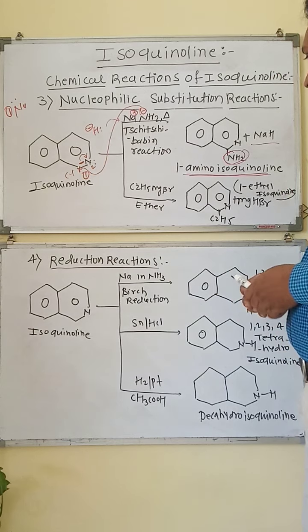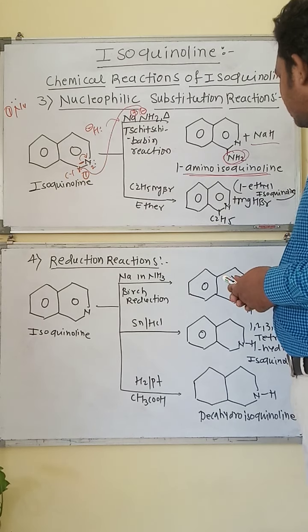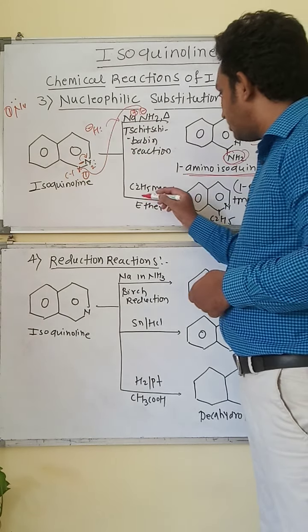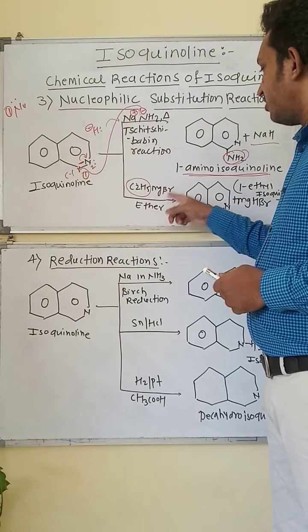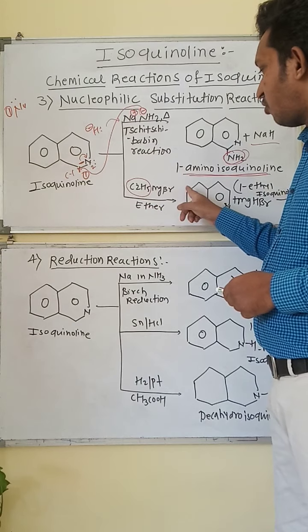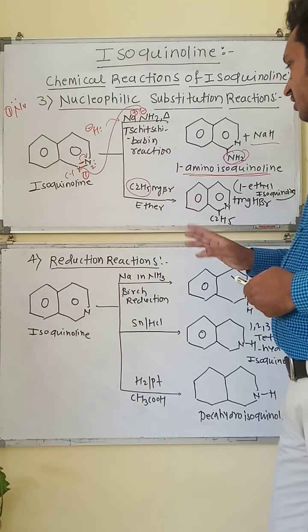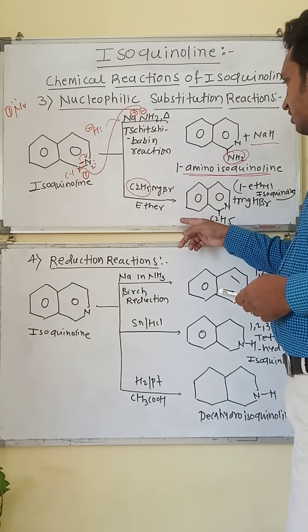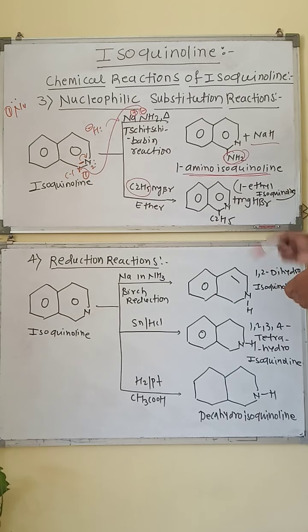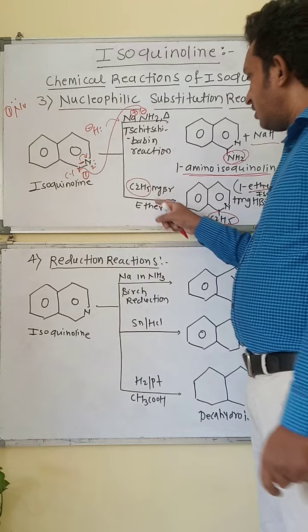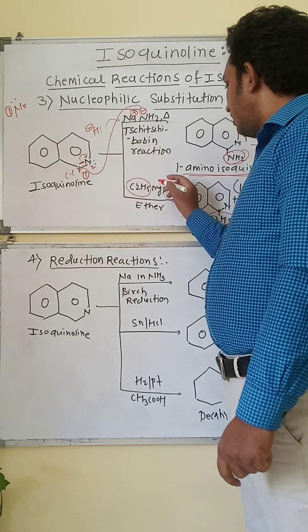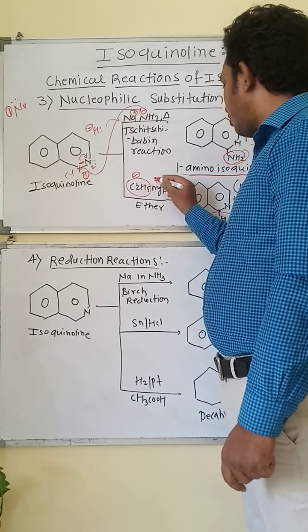Okay, now the second reaction is alkylation. Alkylation means addition of an alkyl group. For that we are using ethyl magnesium bromide in the presence of dry ether. So it reacts with the isoquinoline and we get 1-ethylisoquinoline. That is the introduction of an ethyl group on the 1st number position of the isoquinoline ring. Okay, look at the ethyl magnesium bromide: ethyl negatively charged, magnesium positively charged.